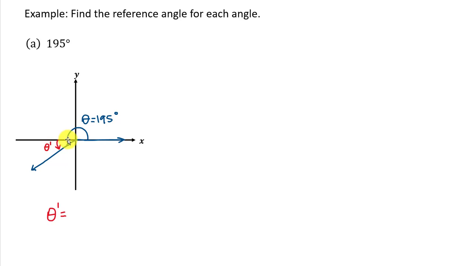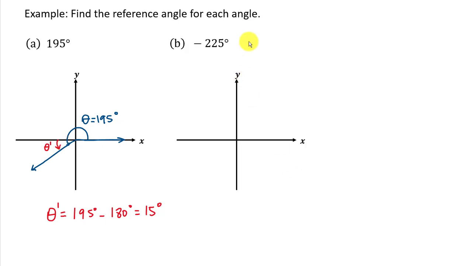And I had to go a little bit more to reach 195. How much more? Well, to calculate that, I simply have to take 195 degrees and subtract 180 degrees. That will give me 15 degrees. So angle theta prime, the reference angle, is 15 degrees. And my answer is consistent with the fact that it has to be acute, between 0 and 90 degrees, and positive.